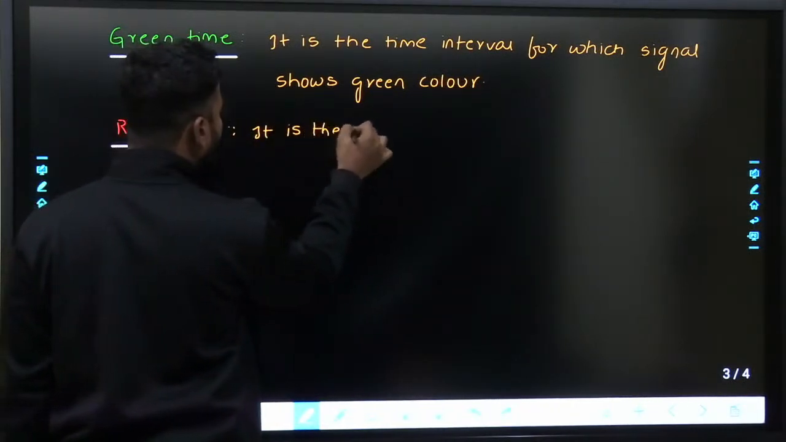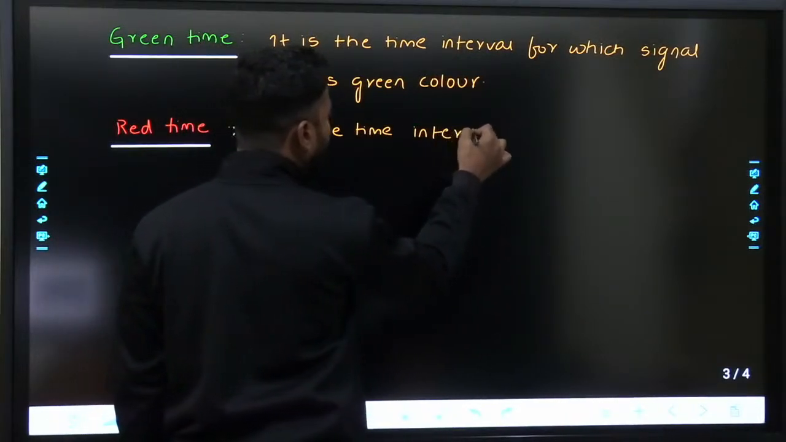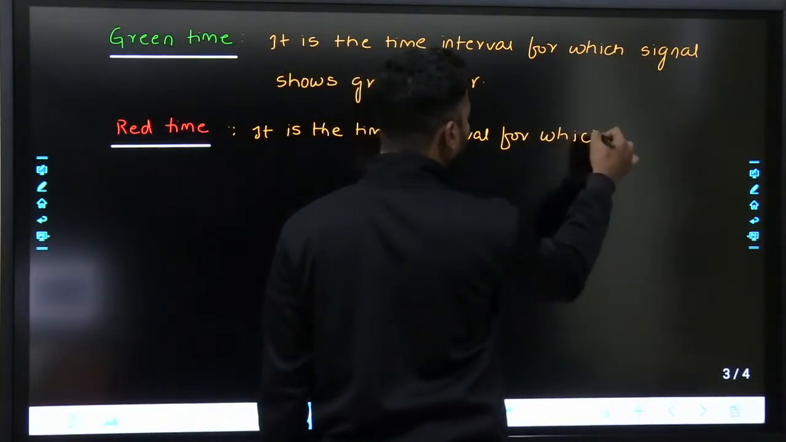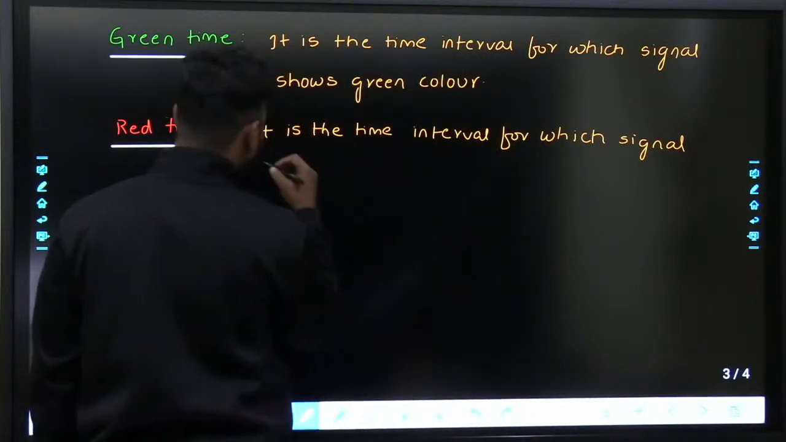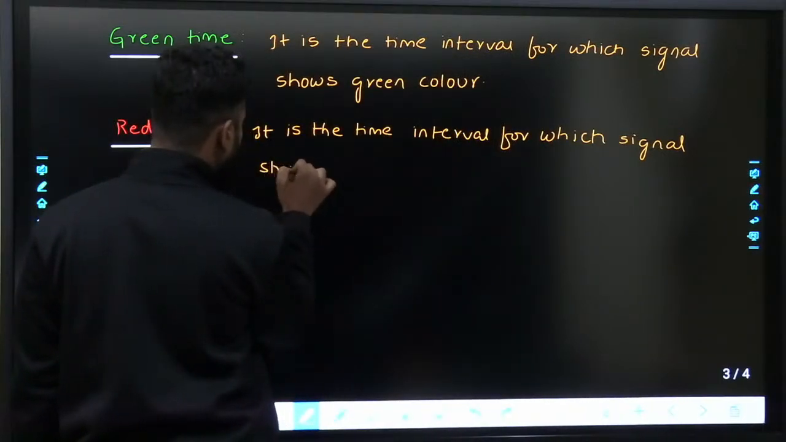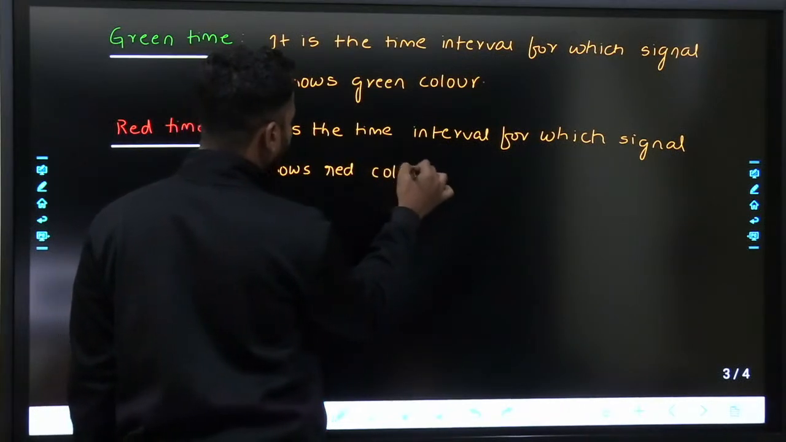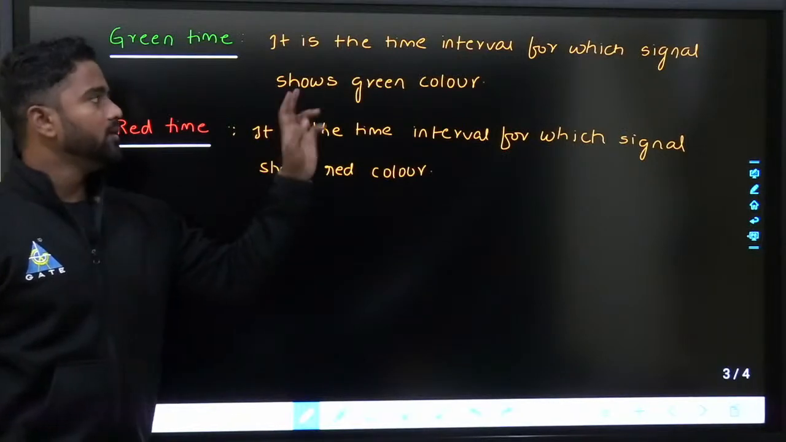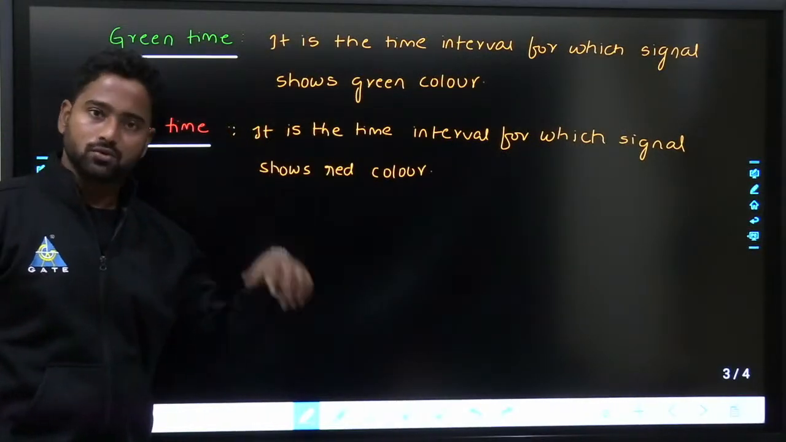It is the time interval for which signal shows red color. In the green color, that means there will be movement. In red color, you have to stop.